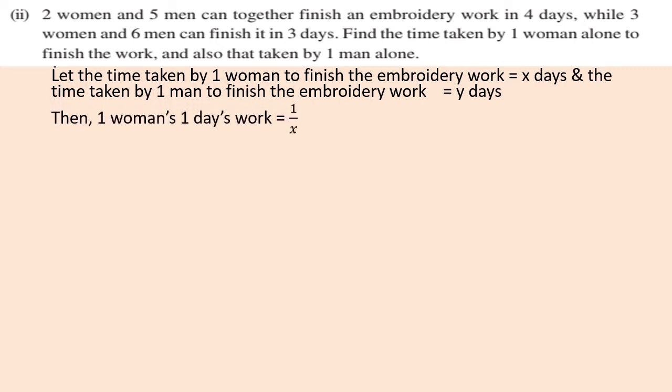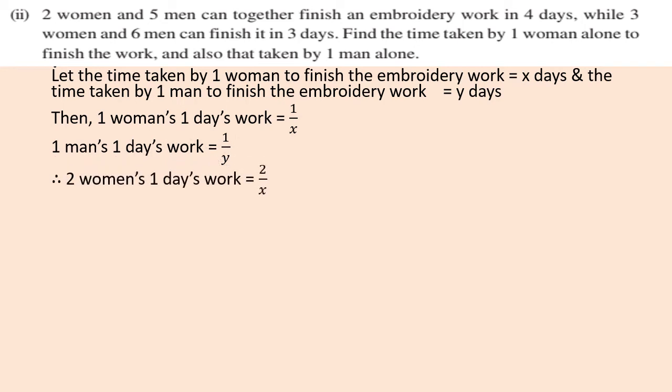Now one woman's 1 day's work equals 1 upon x, because the work and the time taken are inversely proportional. Then one man's 1 day's work equals 1 upon y. Therefore, two women's 1 day's work equals 2 multiplied by 1 upon x, that is 2 by x, and 5 men's 1 day's work equals 5 upon y.